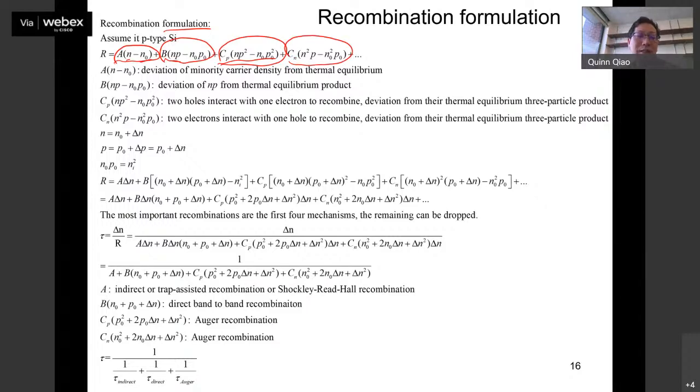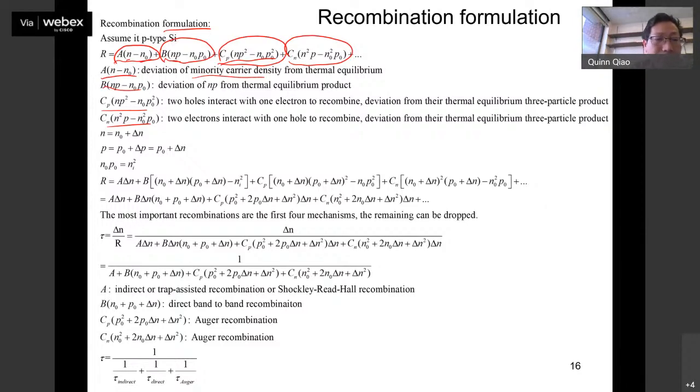With that, you can figure out what the first term means: the minority carrier density. The second term, what does it mean? Different situations impact the recombination: either from one electron or one hole, or one electron plus one hole, or one electron plus two holes, or one hole plus two electrons. That's how these different situations are considered in the equation.